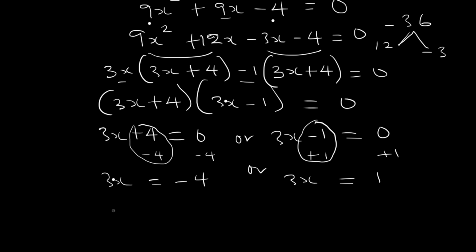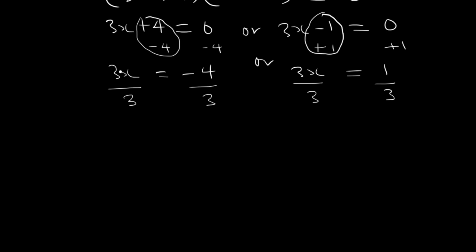Now we are looking for x. We'll divide both sides by 3. And over to this place, we'll also divide both sides by 3. So if we divide by 3, 3 will cancel out, and we have x here equal to minus 4 over 3. Or we'll do the same thing here. 3 will cancel out here, and we'll have that x is equal to 1 over 3.